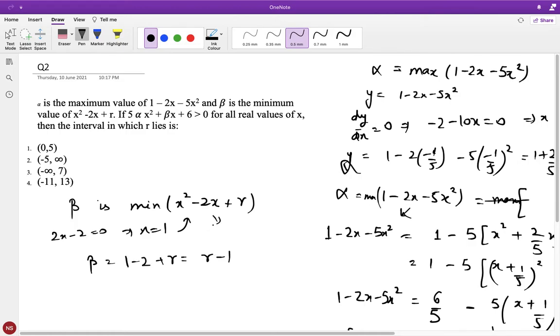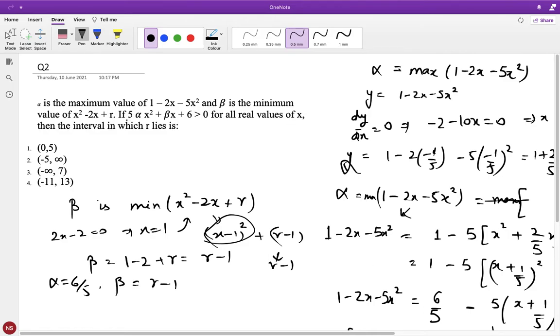You can complete the squares as well. So this will be x minus 1 whole square plus r minus 1. Minimum value of this is 0. So minimum value of this whole thing is r minus 1. So alpha is equal to 6 by 5 as we have seen, and beta is equal to r minus 1.